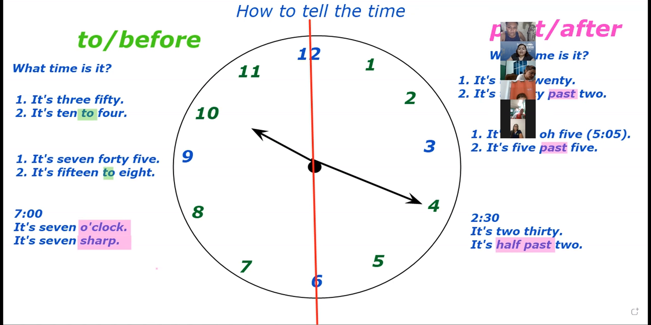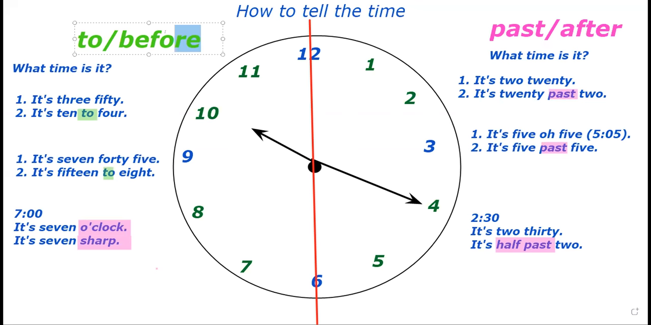Ok. ¿Qué tenemos aquí? Solamente sustituyamos la palabra to por las dos nuevas que hemos puesto. Por ejemplo, aquí podría decir, it's 10 before 4. It's 15 before 8. It's 20 after 2. It's 5 after 5. So we could say that as well. Podríamos sustituir esas palabras, pero casi un 20% de la población lo utiliza. So vamos a aprendernos esto con to.